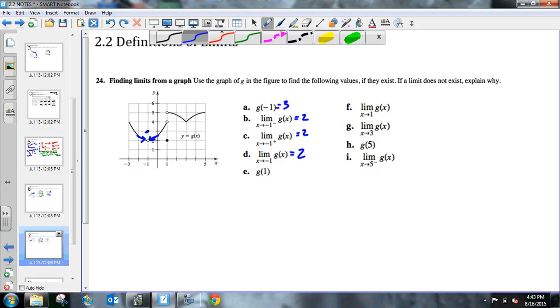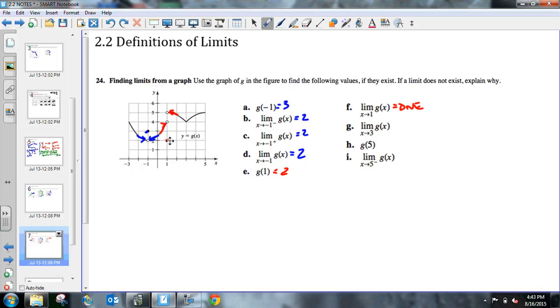Okay, it's asking what's g of 1. All right, g of 1 is 2. That's where my point is on the graph. Okay, the limit as x approaches 1, what's going on? As I approach from the left, I'm approaching 4. As I approach from the right, I'm approaching 5. Okay, these do not match up. I'm not going to the same math party. I'm not approaching the same y value. This limit does not exist.